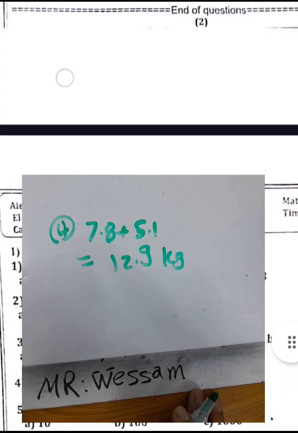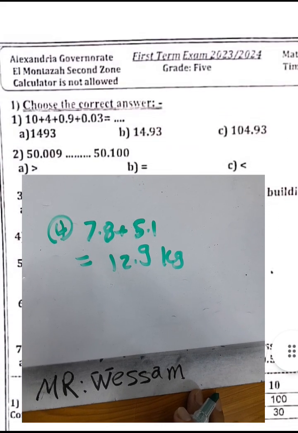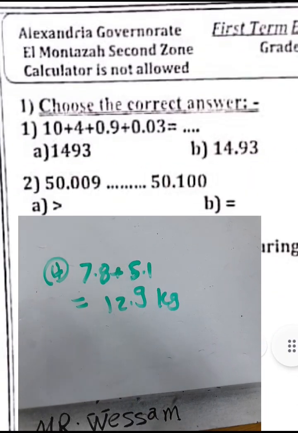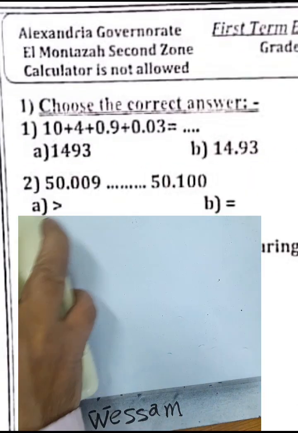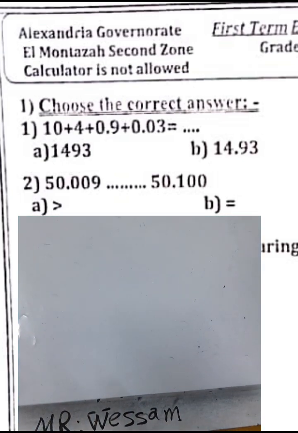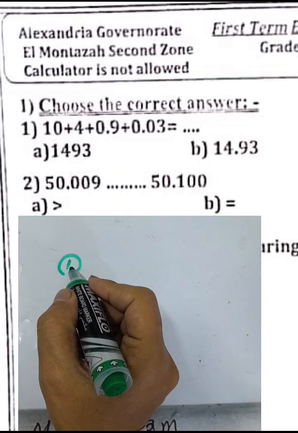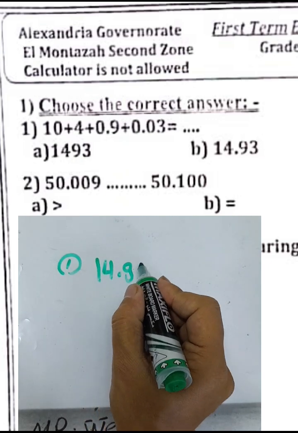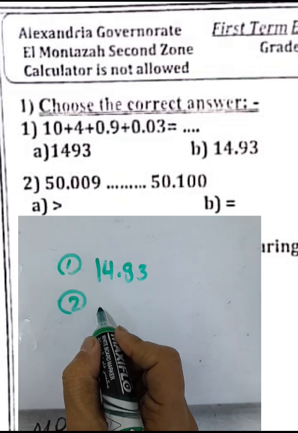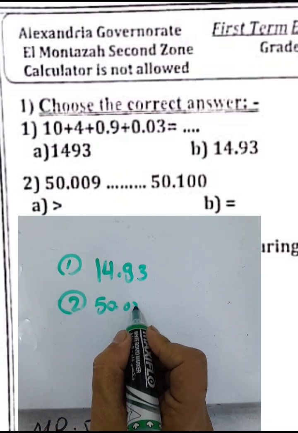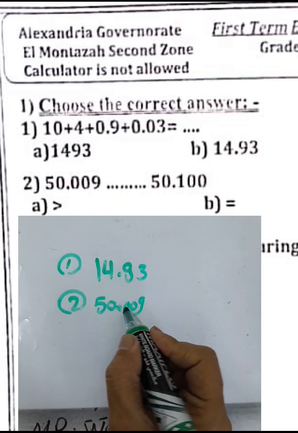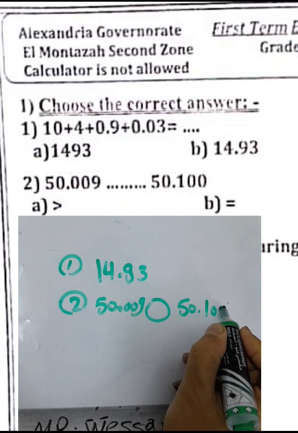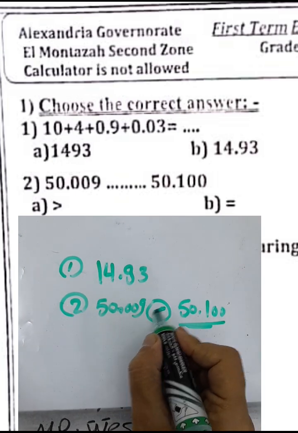Next exam. Question number 1 shows the correct answer. We have a number in expanded form and we want to find this number in standard form. We have 10 plus 4, it will be 14, and 9 tenths and 3 hundredths. Number 2, we have 50 and 9 hundredths, 9 thousandths, and 50 and 1 hundred-thousandth, which will be greater than. This number is greater than, because 1 is greater than 0.